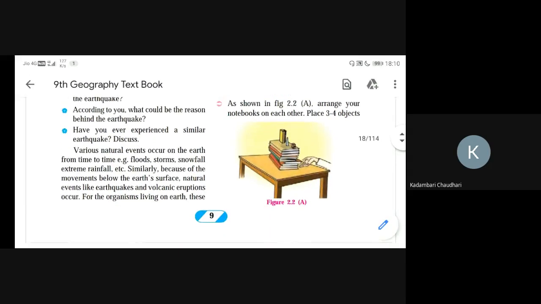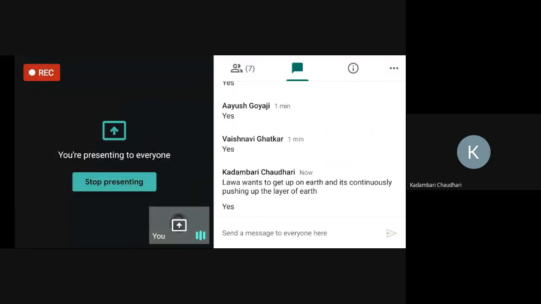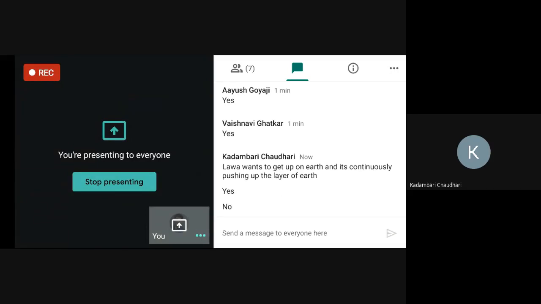Have you ever experienced a similar earthquake? Discuss. Anybody among you, have you ever experienced an earthquake? Okay, Kadambari has not. Anybody else?